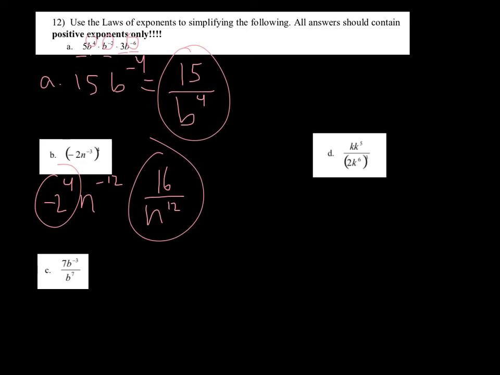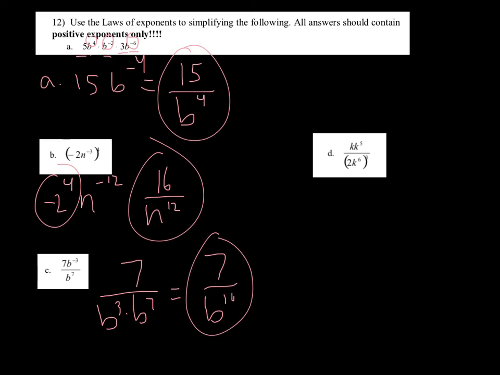On C, there's nothing going on with the value of 7, so that's just going to stay 7. And then we have b to the -3 over b to the 7th, which is 7 over b to the 3rd times b to the 7th, which is 7 over b to the 10th. We'll add those. So the first thing I did was deal with the negative exponent by shifting it into the denominator, and then I added the exponents accordingly.